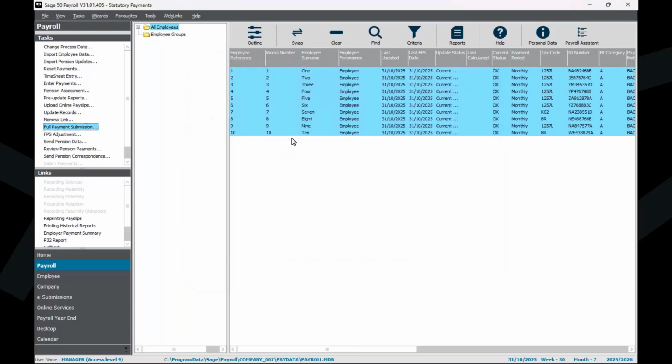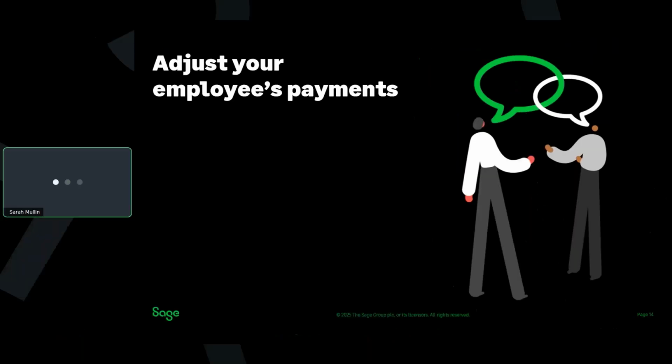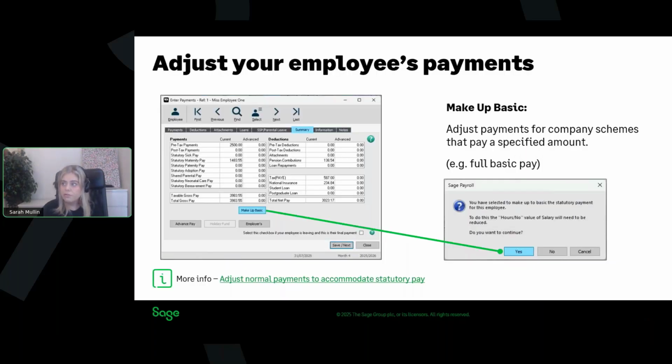So that's my payroll all up to date now. Let's take a little look at a bit of a recap of adjusting the employees' payments. So we've taken a look at using the make up basic option. So this is going to be relevant if you as an employer top the salary up to full amount. It might be that you do that for the first few months. Again, that's totally down to you as an employer. So you can use that make up basic option to get it boosted up to full pay based on however much statutory maternity pay has come through.